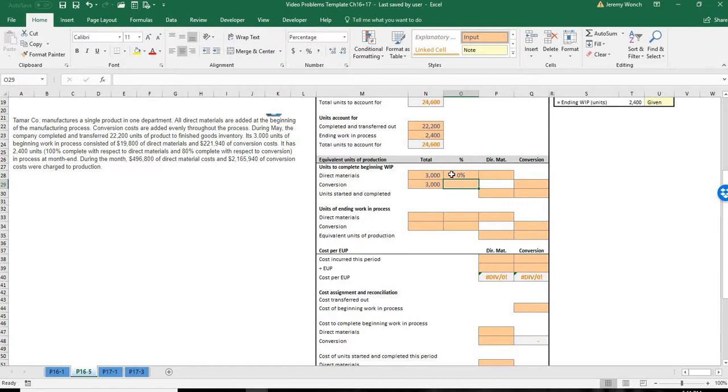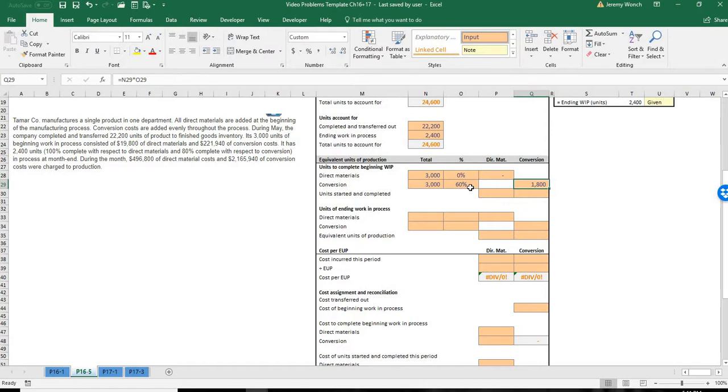For conversion costs, it says that 40% of the conversion costs had been added. That means we need to account for 60% this month. So our equivalent units for direct materials is our 3,000 times 0, 0. And our equivalent units for conversion cost is our 3,000 times 60%, 1,800. And so that's out of the beginning inventory.